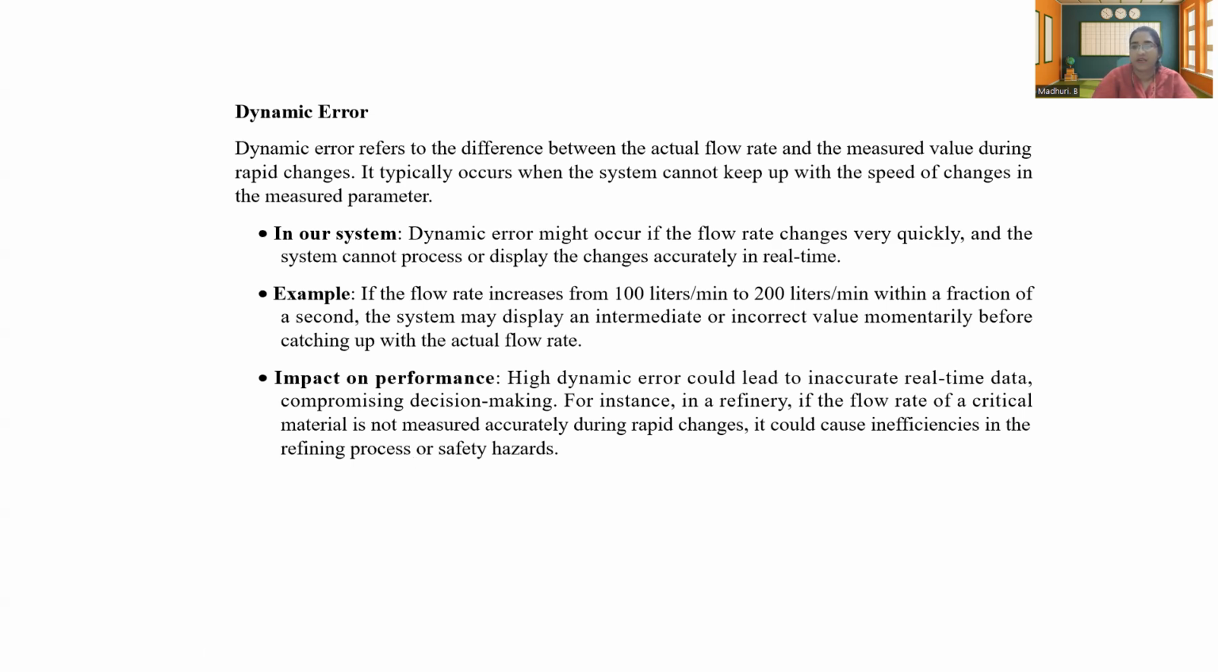In the refining process, updated information must be available. If late decisions and late readings come without updates, inefficiency arises. And sometimes in a chemical factory, in chemical industries or some types of industries, safety hazards can also lead to dangerous situations. So these are the 4 parameters that we need to take into account. This will affect the system performance.